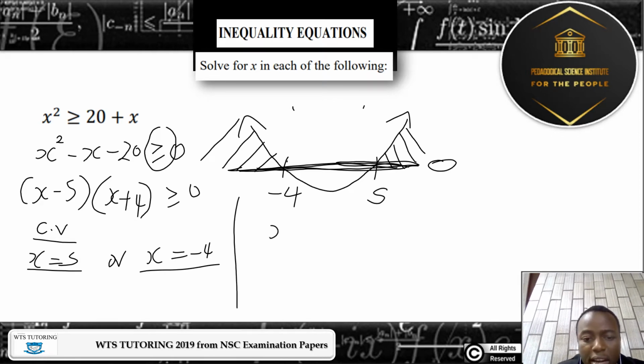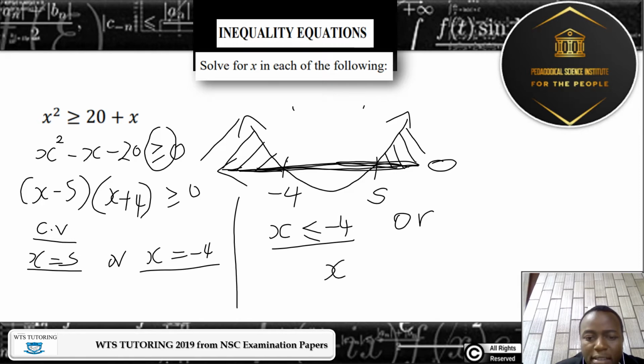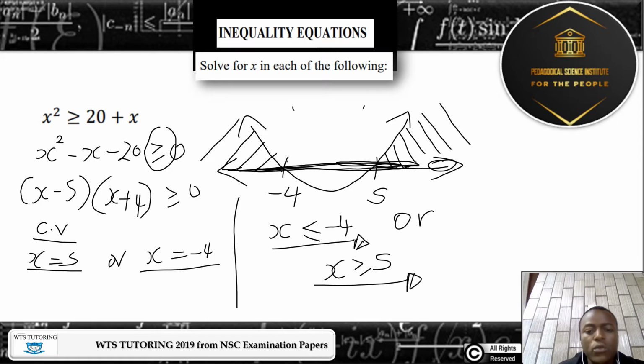Then you can give your final answer. We can see we are moving backward here. It's when x is less or equal to -4, or let's see this side, or when x, if we are going there in front, that's where our graph is above, when x is greater or equal to 5. So that will be your final answer.